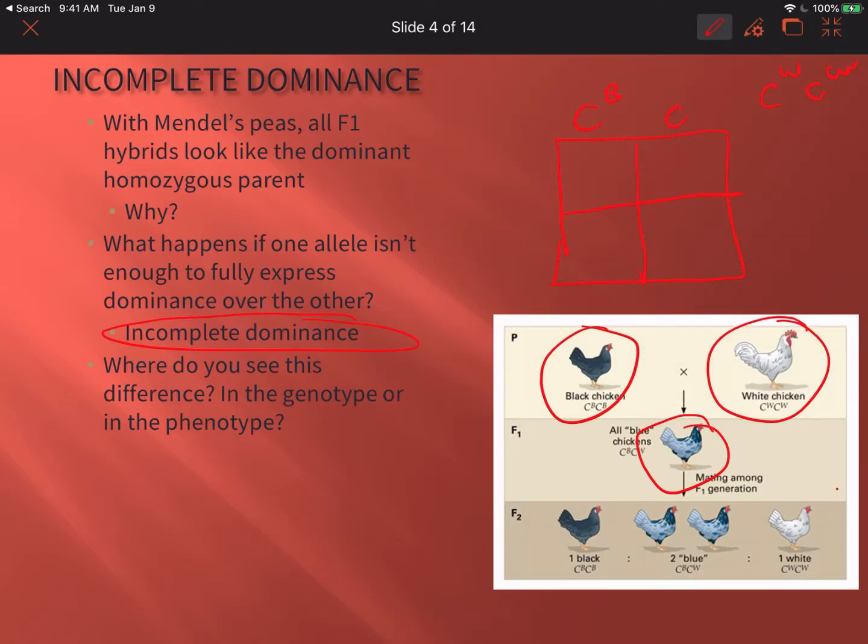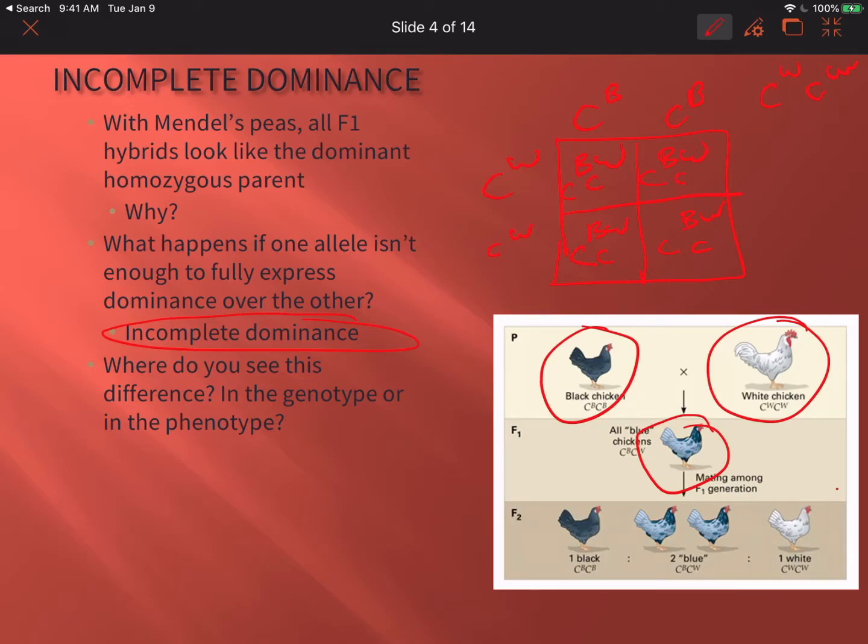So let's do pure black on the top, pure white on the bottom. You would get BW, BW, BW. Okay? And so these guys all become blue chickens. All right? Now, what would happen if you allowed those blue chickens to then mate with one another?